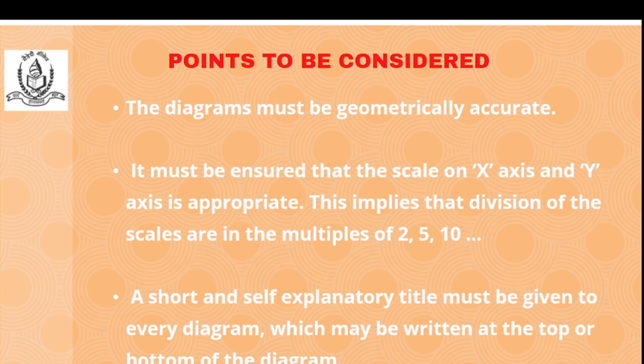Also, a short and self-explanatory title must be given to every diagram, and that title can be written at the top of the diagram or the bottom of the diagram. With the help of this title, a reader who does not know any information about the background of that particular data is able to understand the context in which that data is represented.